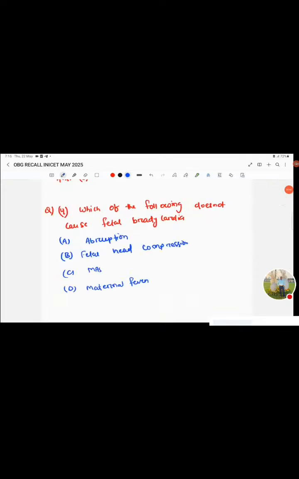The next question: which of the following does not cause fetal bradycardia? The question is which doesn't cause. Usually in abruptio placentae, in abruption cases there will be early deceleration and a pathological CTG. You get a pathological CTG because a sudden abruption will cause sudden fetal bradycardia. This is the cause, because there will be sudden separation of the placenta from the surface, so there will be a sudden cut off of blood from the mother to the fetus. So there will be fetal bradycardia.